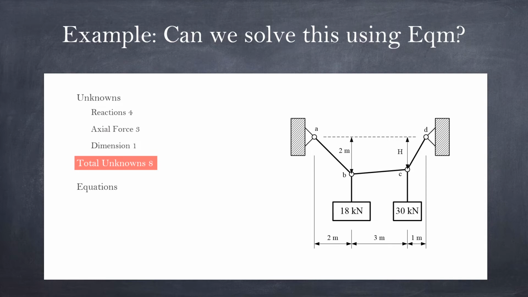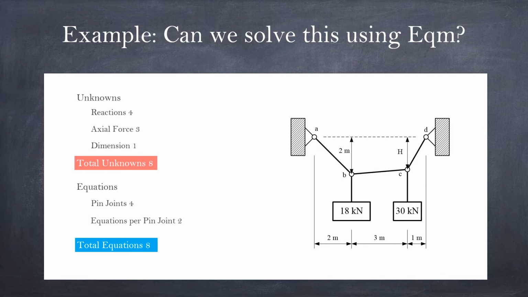This one here, we look at the joints, and in this case we have 4 joints, A, B, C, and D. Each joint in 2D is a point, so you have sigma Fx, summation of force in the x direction, and summation in the y direction. Therefore, 2 equations per joint, which means totally you have 8 equations. You have 8 unknowns, you have 8 equations, so you can solve it.